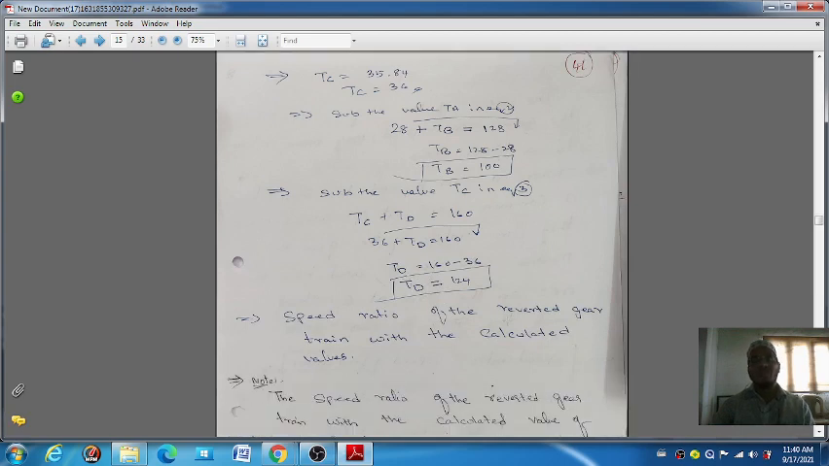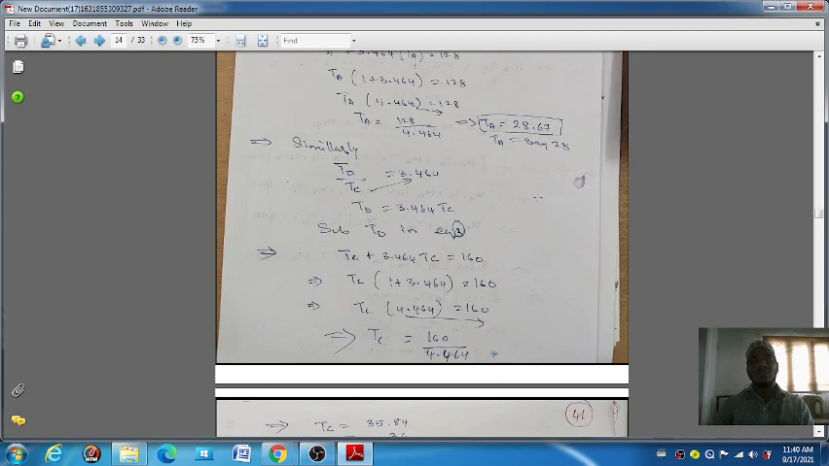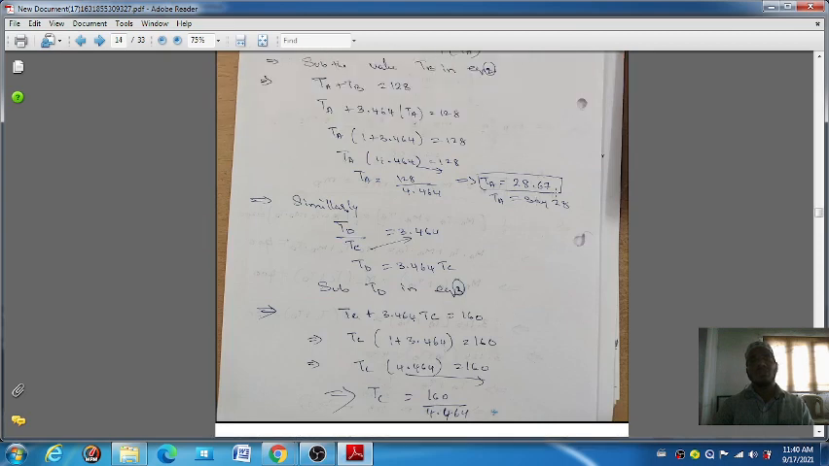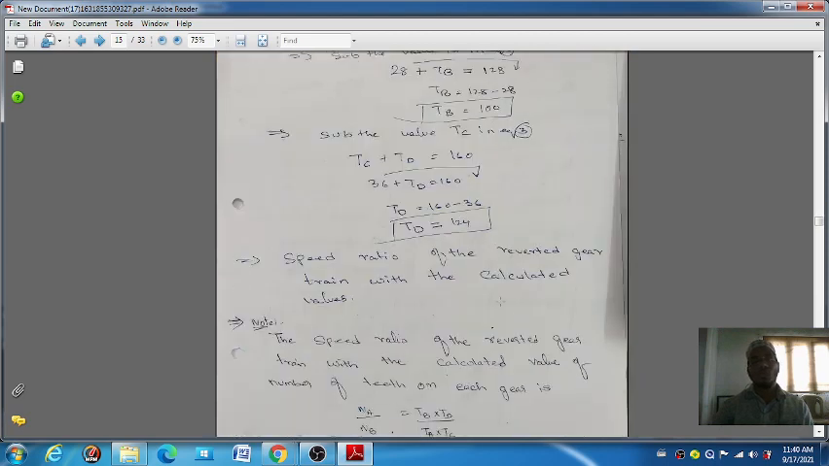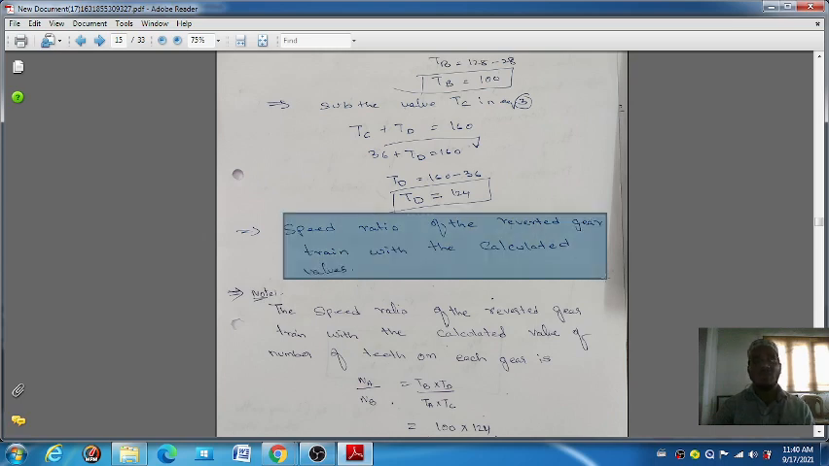Next, the speed ratio of the reverted gear train with the calculated values. Here you are getting the values 124, 100, and 28.67. If you get values in decimals, you can take the approximately exact value, no need to worry about that. With the calculated values we will get the speed ratio of the gear train.